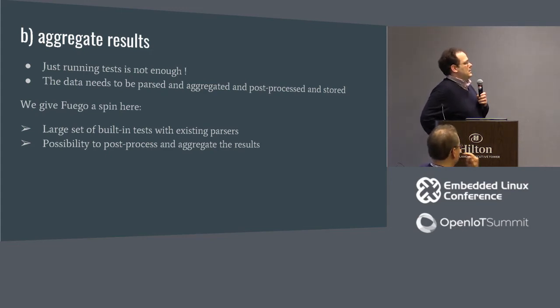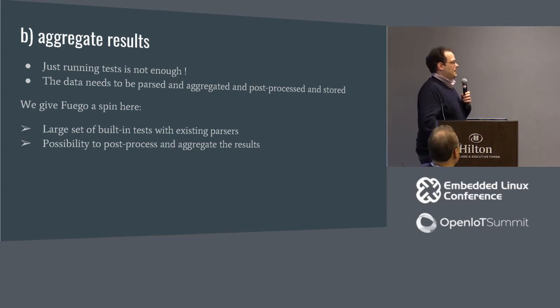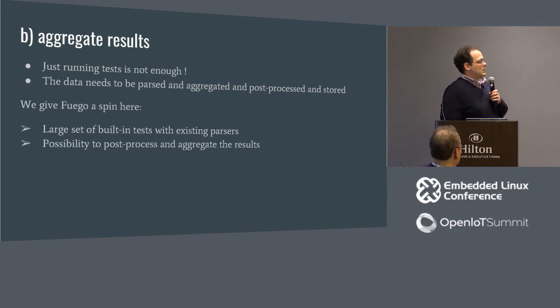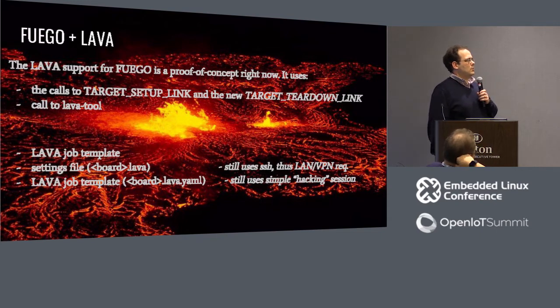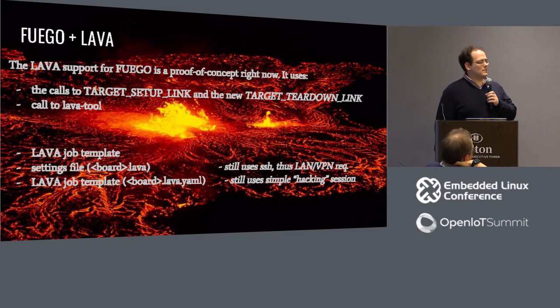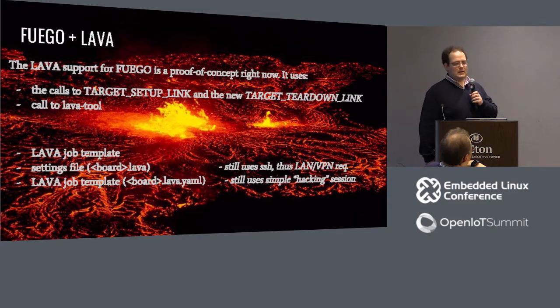So we had already in Fuego a hook called target setup link, yeah, which is called the first time we need or we try to access the target. Okay, good. So that's a good place for me to hook something in. Yeah, poor man's script, right? The teardown is a little more tricky because we have no finalize hook yet. So I added some target teardown link. It's working, it's probably not the right place. Yeah, but more on that once we discuss it.